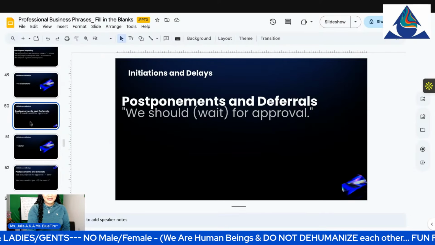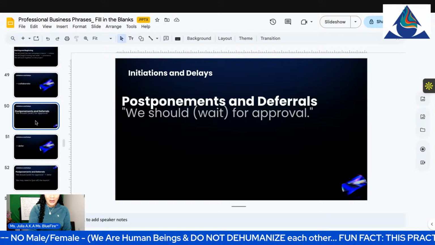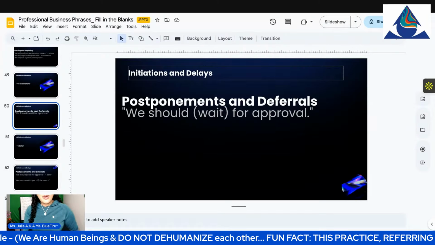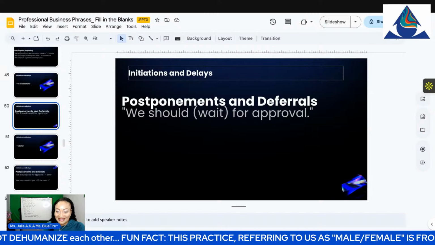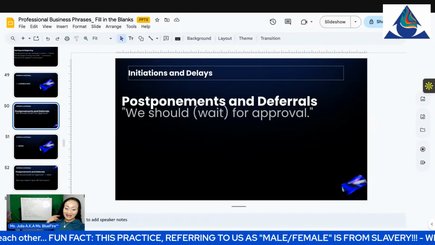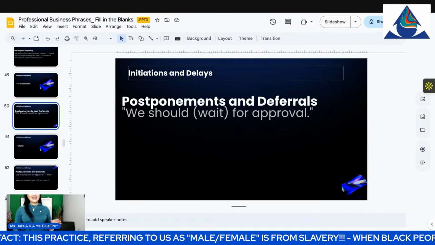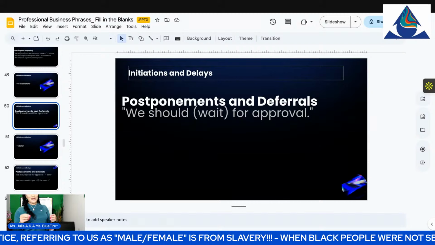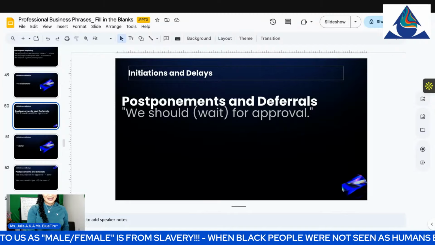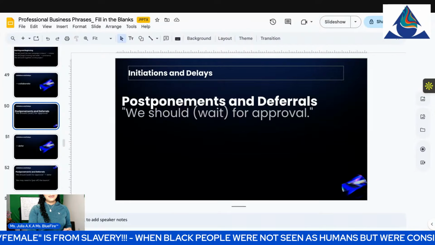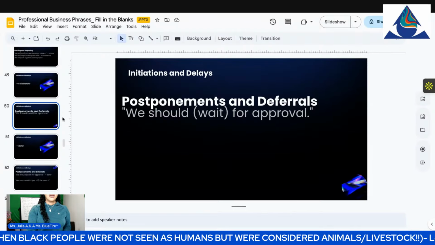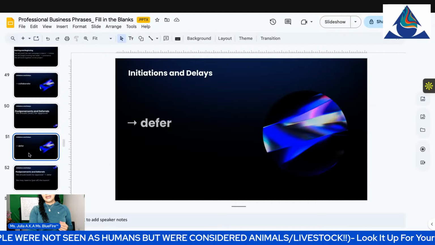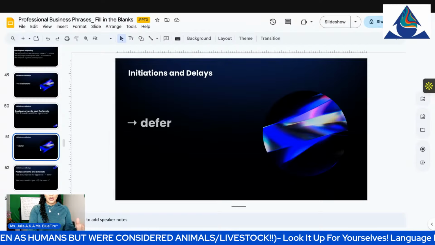Collaborate, right? All right. Now, when it comes to postponements and deferrals, right? Instead of saying we should wait for approval, we should defer. Let's defer. Okay? Wait, defer.